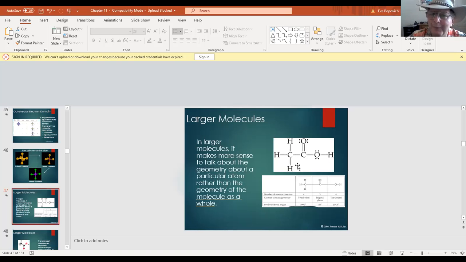So the shape around this one is tetrahedral. The shape around this carbon is trigonal planar. The shape around this oxygen is bent. So when you have different things within a larger molecule, the shapes could be different.